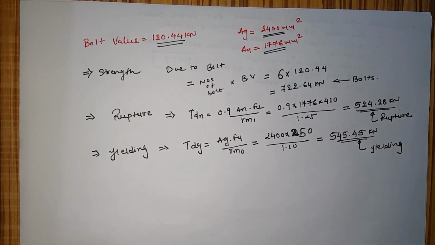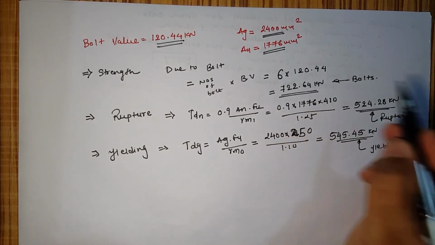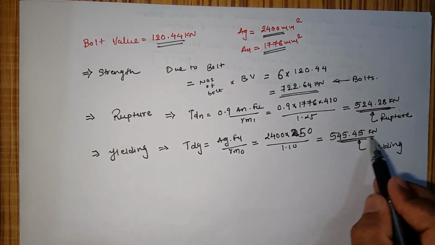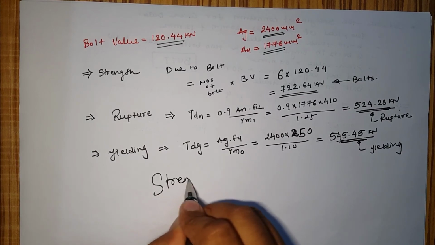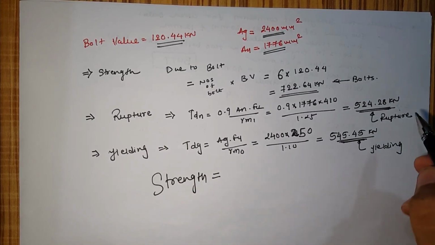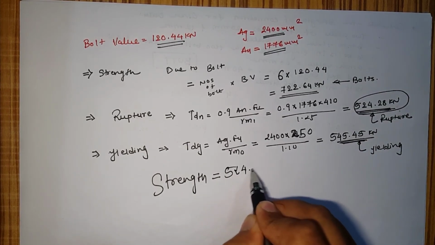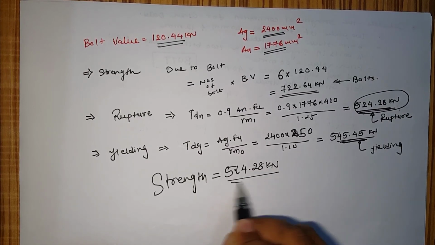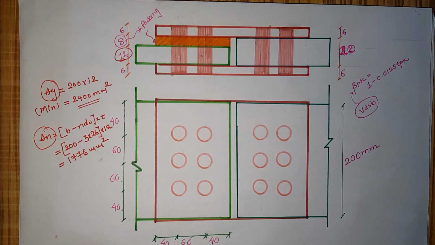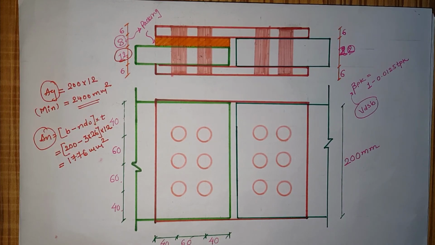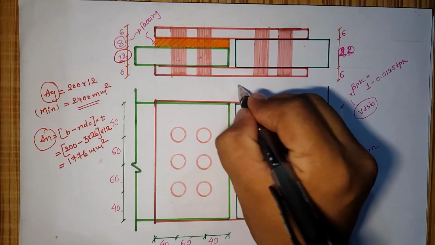Now we know that the strength of the given detailing or given connection is the minimum of the strength due to bolts, the strength due to rupture and the strength due to yielding. So the strength is equal to the minimum value, which is 524.28. This means that for the butt connection with 12 mm thick and 20 mm thick plates, with an 8 mm thick packing plate and 6 mm thick double cover plates with M24 4.6 grade bolts, our strength is 524.28 kilonewton.